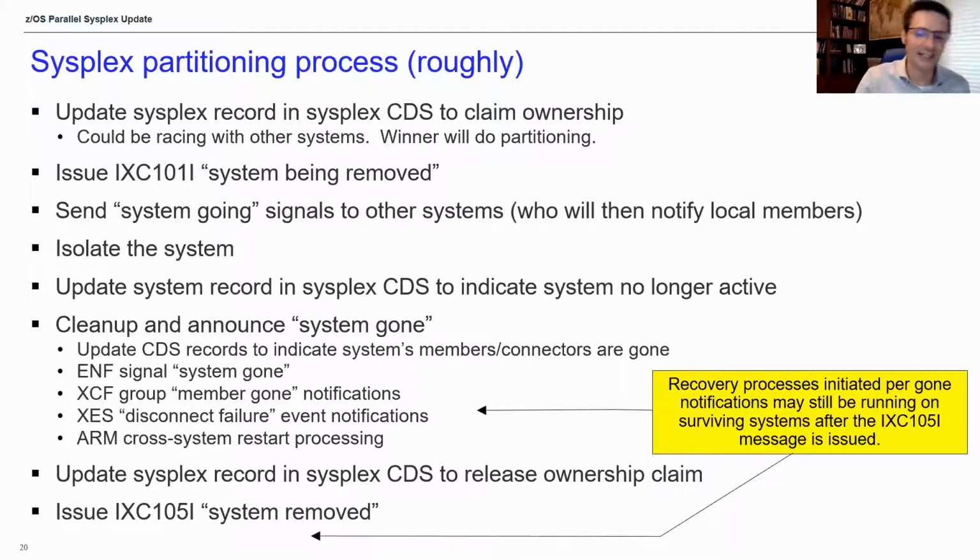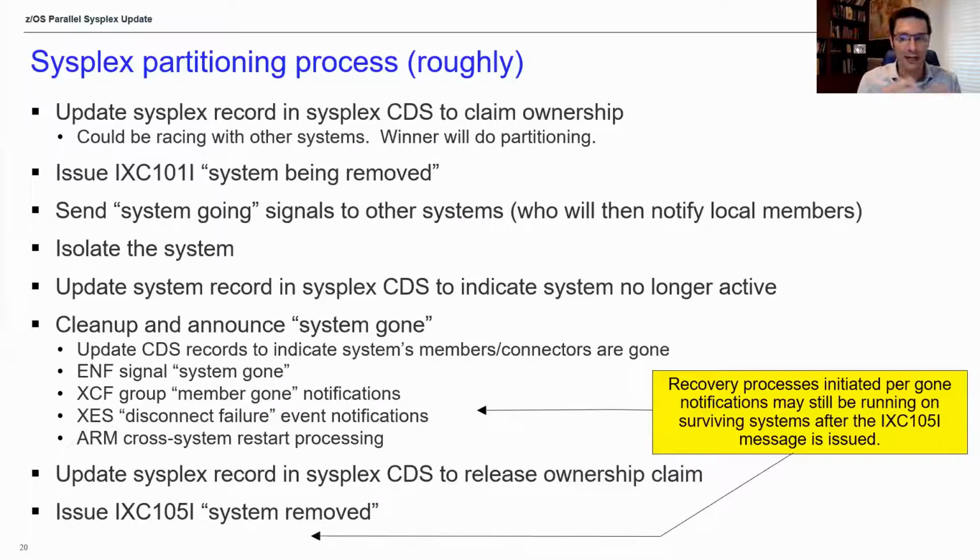So here is a list of some of the things that need to take place when you do a Sysplex recovery. The first thing is you're going to have a race condition to determine who is going to gain ownership of this particular Sysplex partitioning. First you have to detect that the system is no longer there. There's a race to see who is going to win. Whoever does that is going to update the Sysplex record and say the system is being removed. They're going to signal all the other systems in the Sysplex, who are going to notify the local members that it's going down. There's going to be some isolation of that particular LPAR.